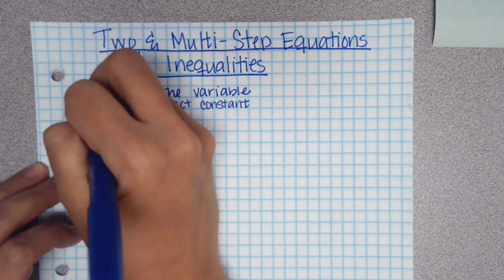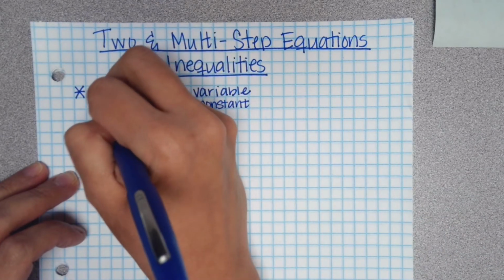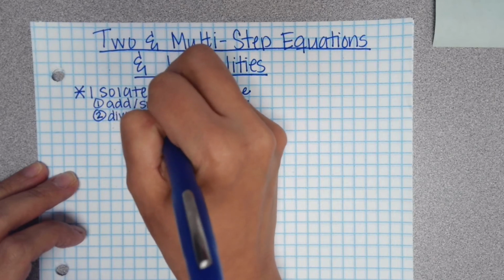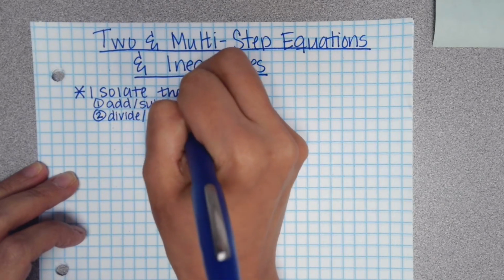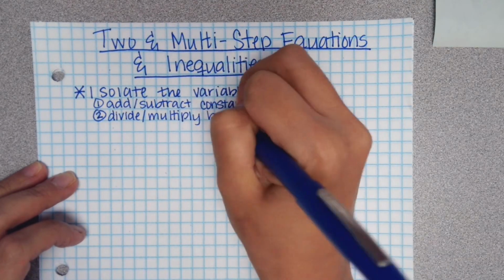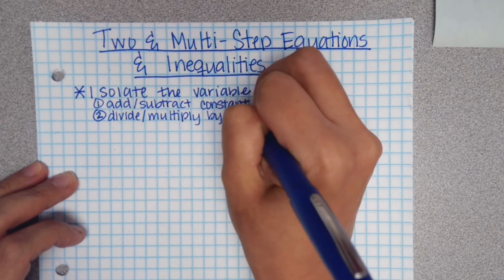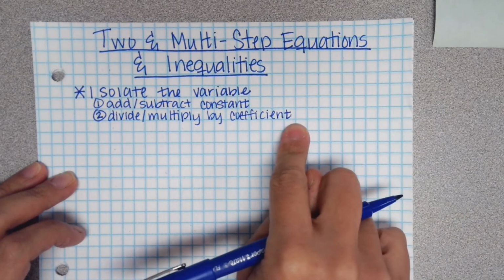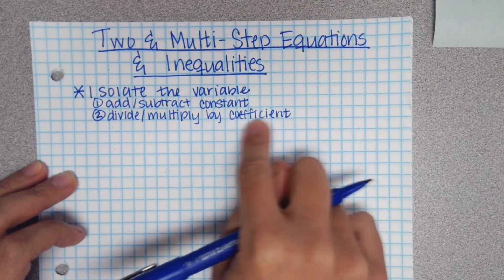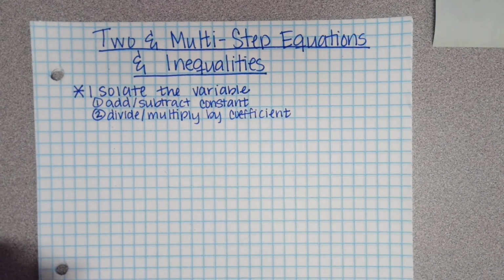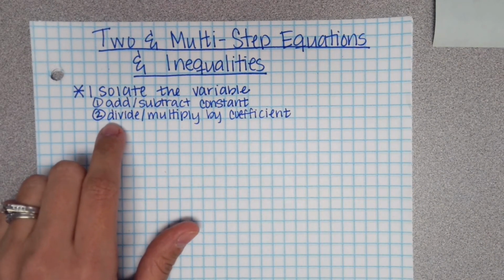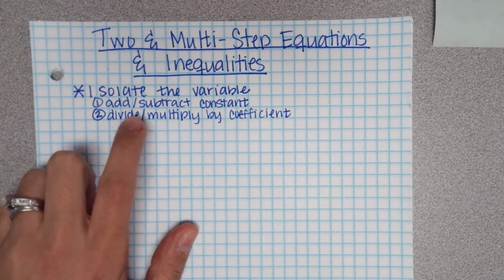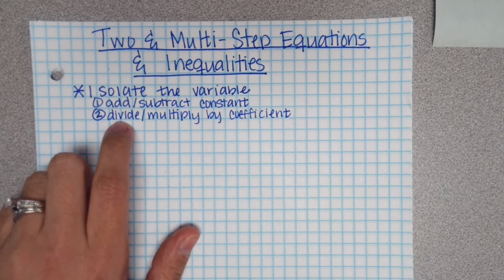And then your second step is divide or multiply by the coefficient. The coefficient is the one with the variable. They're together. I put divide first because most of the time that's what you're going to be doing. Sometimes you'll multiply, but most of the time it's just going to be division.